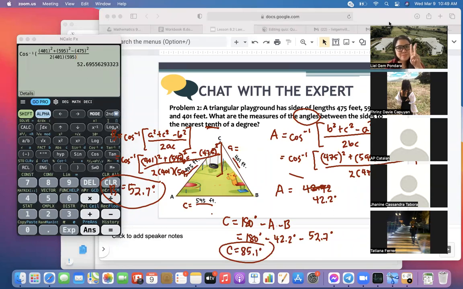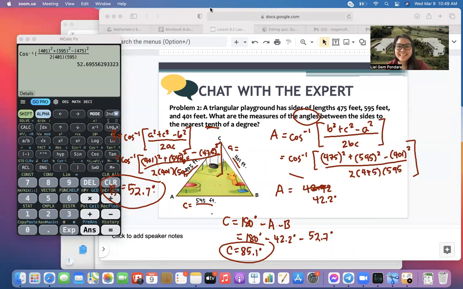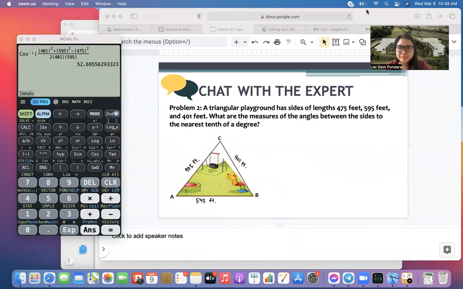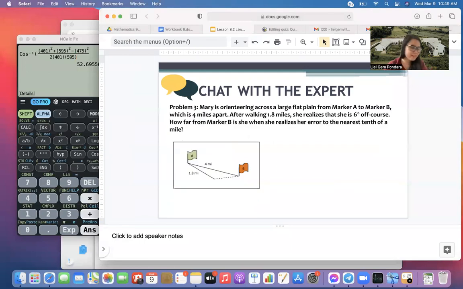In 3, 2, 1, no questions. We'll go to the next problem, the last one. Now, here's the last problem. Mary is orienting across a large flat plane from marker A to marker B, which is 4 miles apart.